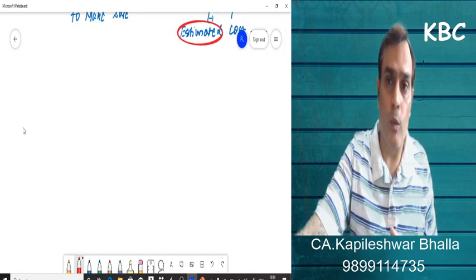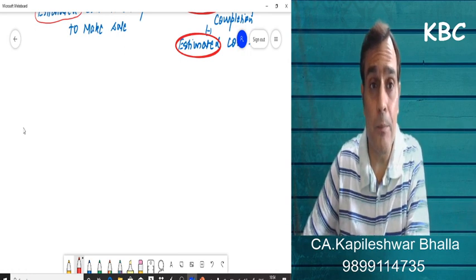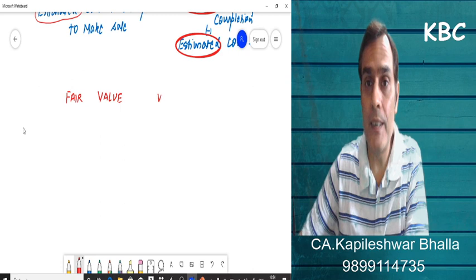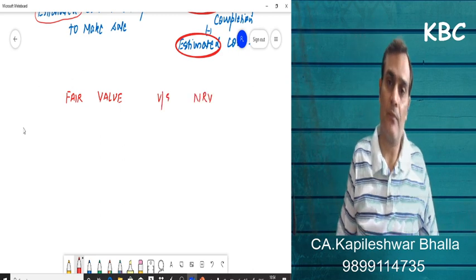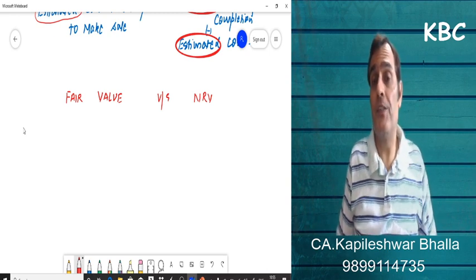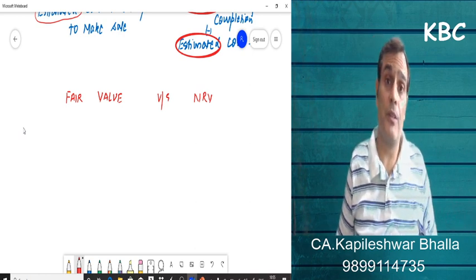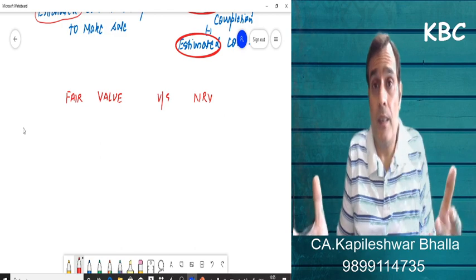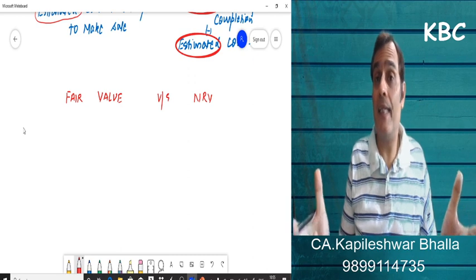The deeper question that comes to the mind is, there is a concept we call fair value. And there is a concept we're looking at in Ind AS 2, which is the net realizable value. The question is, are NRV and fair value two different terms, or are they supposed to be similar terms? Well, you would say, so what is the connection? And why are you talking in terms of fair value and NRV?